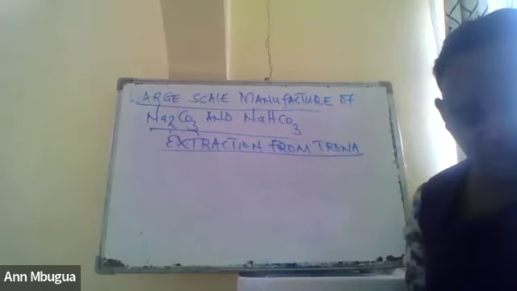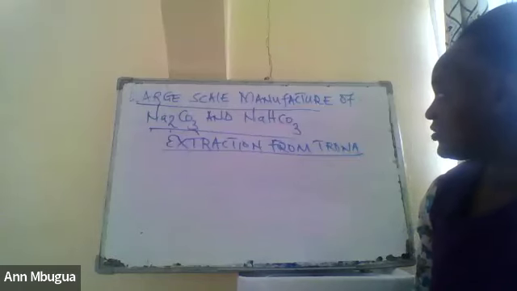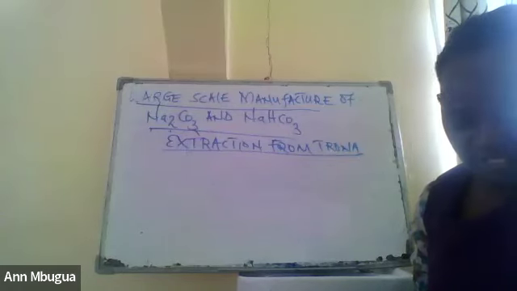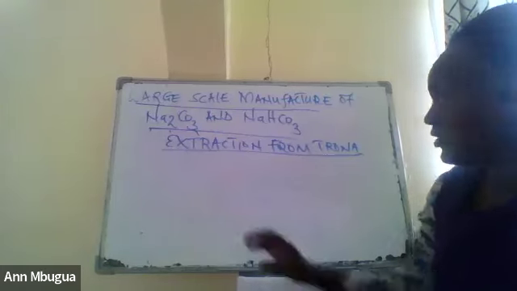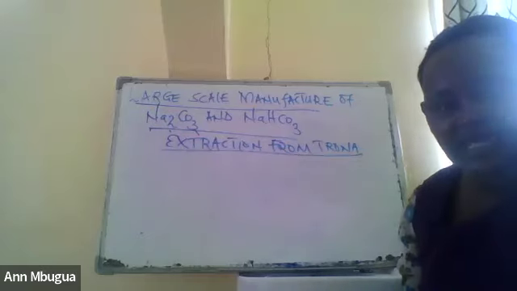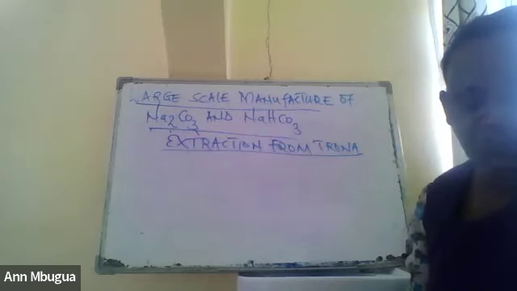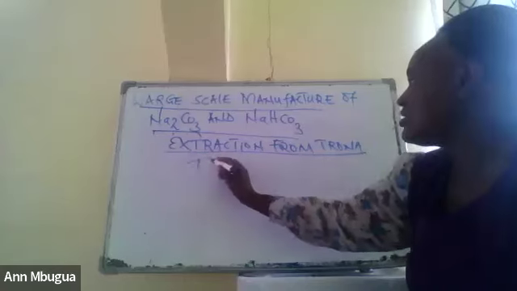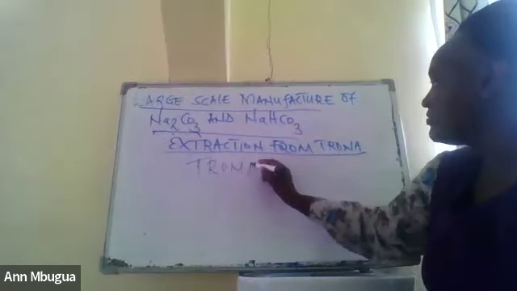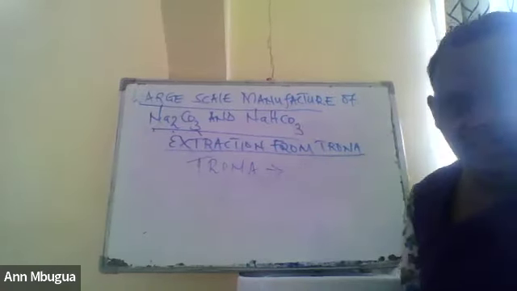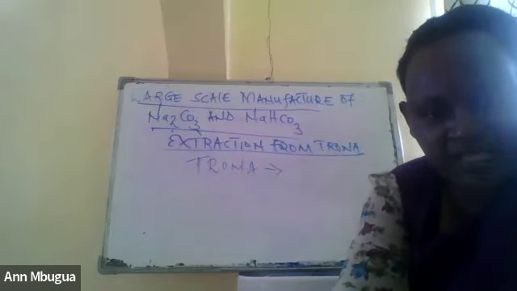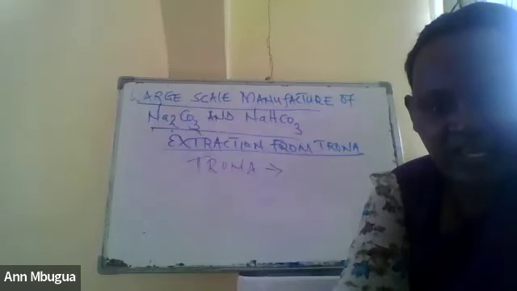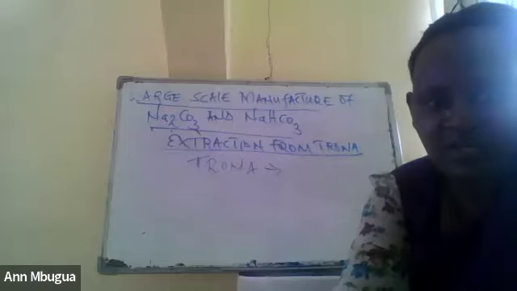The first method of manufacturing sodium carbonate is through extraction from trona, and the other one is through the Solvay process. So we start with the first one, extraction from trona. We need to know what trona is. Trona is a double salt. When we covered the topics on salt, we looked at the different types of salt.